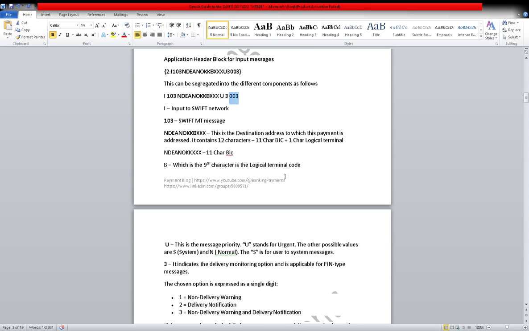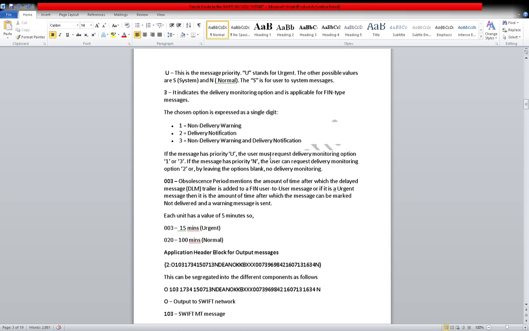If you are using any payment method or any MT103 message, this first part remains always the same for any message, till here. This part will be different. The 103 may be different, the I is different, the 103 means the same, the U may be different, the 3 may be different. And let's see now 003. What is the significance of 003?